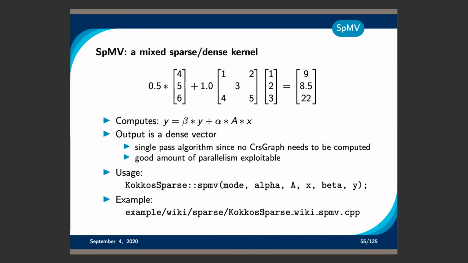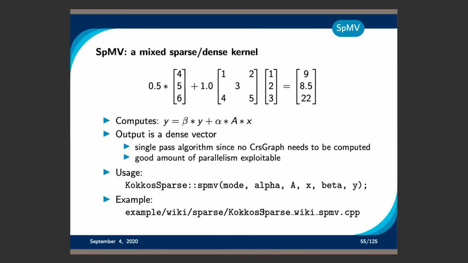Okay, so now I'm going to cover the three sparse kernels for today. The first one is the SPMV kernel, which is kind of a mixed kernel in the sense that the inputs are a sparse matrix and a dense vector, potentially two dense vectors actually, and the output is one of the two dense vectors. So the idea is to compute the operation y = beta y + alpha A x. Because the output is a dense vector, this algorithm can work in a single pass since it doesn't have to compute a CRS graph for the output. And it presents a good amount of exploitable parallelism.